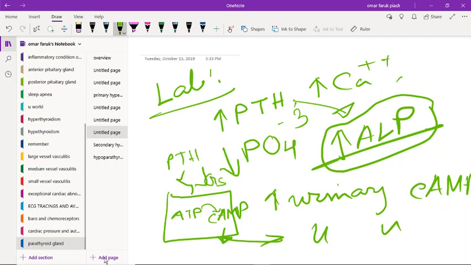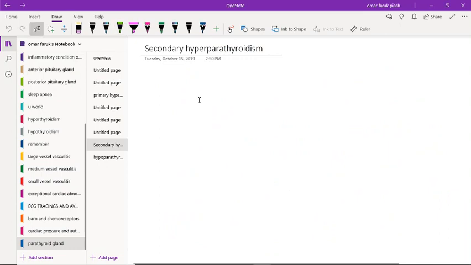Treatment involves surgical removal of the affected gland. Now, secondary hyperparathyroidism. What happens in secondary hyperparathyroidism? There is excess production of parathyroid hormone due to a disease process extrinsic to the parathyroid gland.